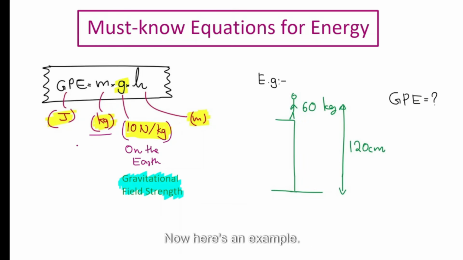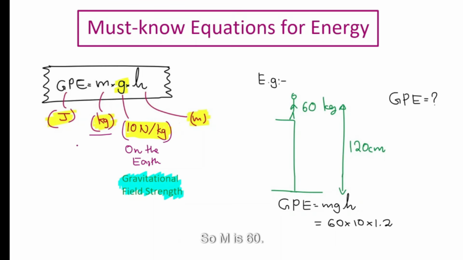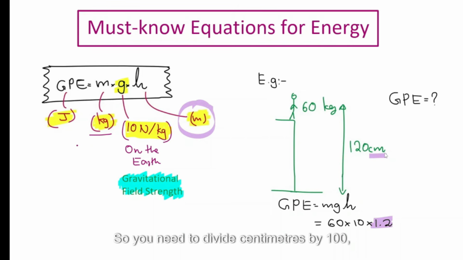Now here's an example. A person of mass 60 kilograms is on a ledge that is 120 centimeters above the ground level. What is the GPE of the person? So M is 60, G on the Earth is always 10, the value of H is 1.2. Now you need to be very careful here. Why did I put 1.2? Because it has to be in meters, so you need to divide centimeters by 100, so it's 1.2. So the answer here is 720 joules.